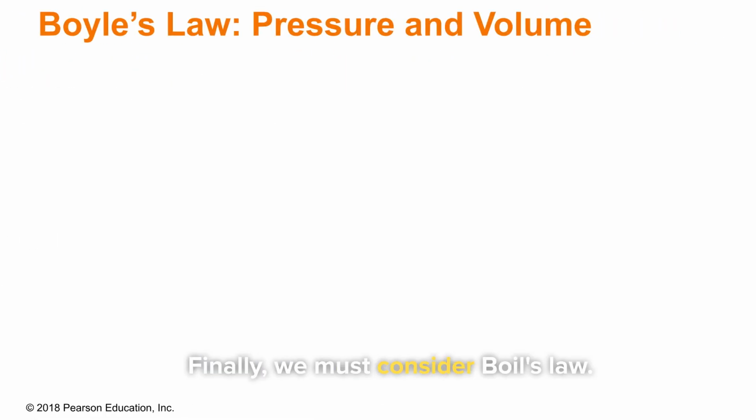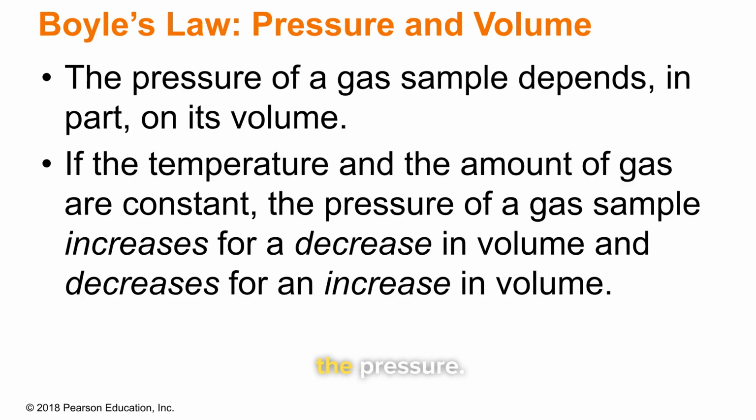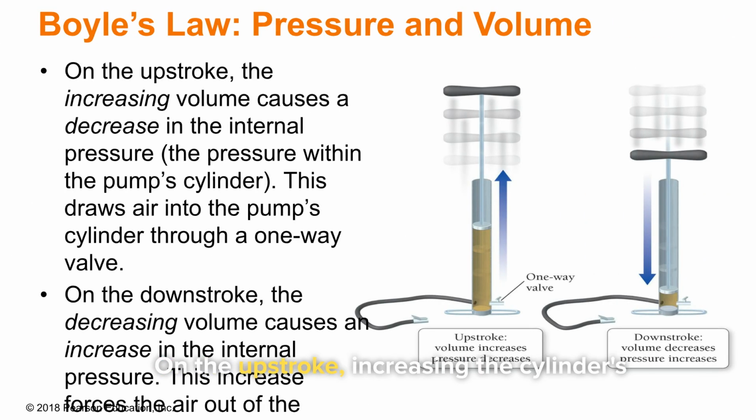Finally, we must consider Boyle's law. It states that at a constant temperature, the pressure of a gas is inversely proportional to its volume. Decrease the volume, and you increase the pressure. Boyle's law can be demonstrated with a simple air pump. On the upstroke, increasing the cylinder's volume decreases the internal pressure, drawing air in. On the downstroke, decreasing the volume increases the pressure, forcing the air out.